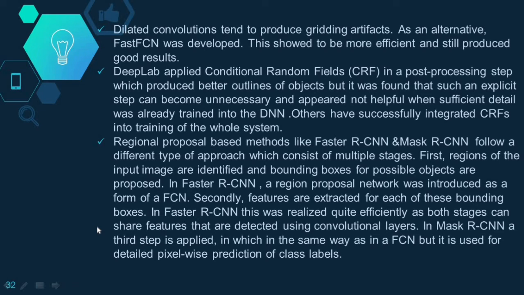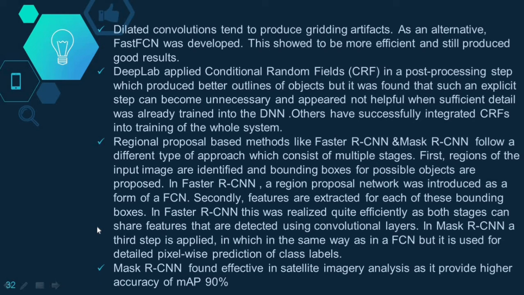In Mask R-CNN, a third step is applied, in the same way as in an FCN, but it is used for detailed pixel-wise prediction of masks. Mask R-CNN was found effective in satellite imagery analysis as it provides a higher accuracy of 90%.